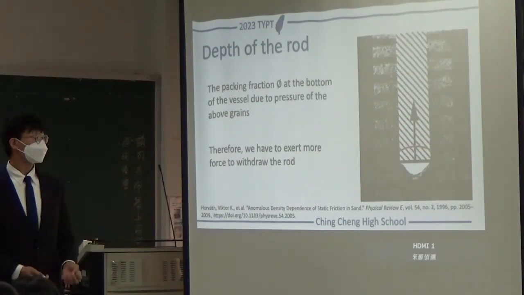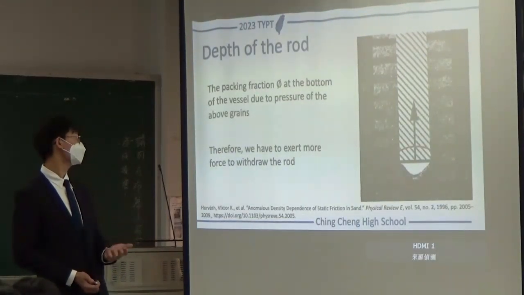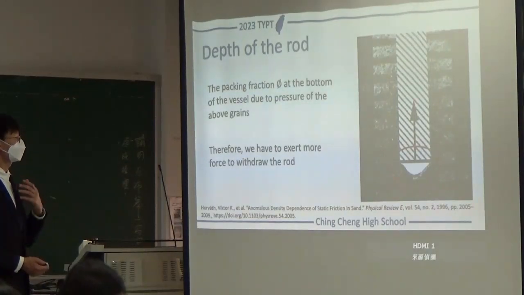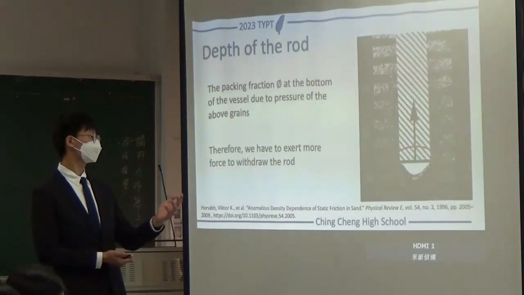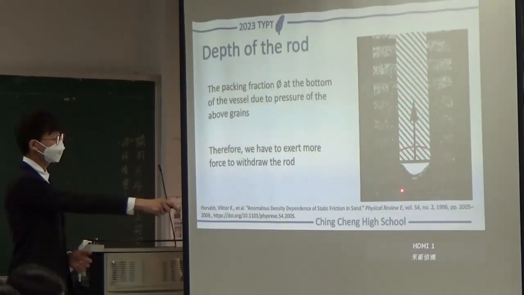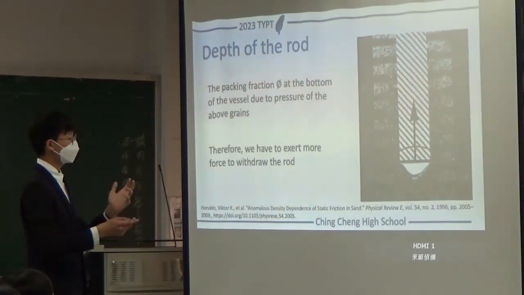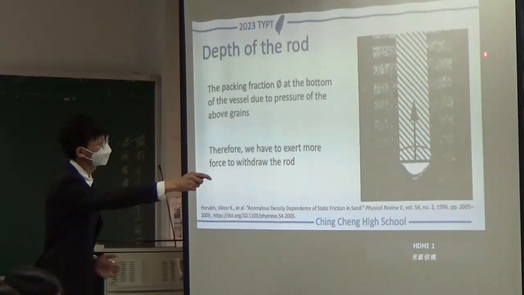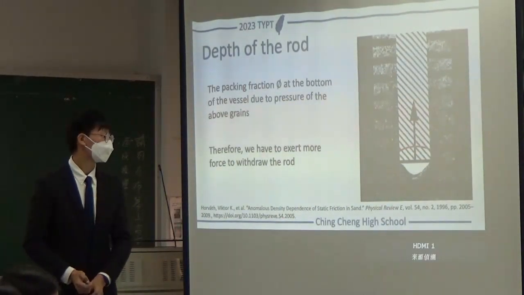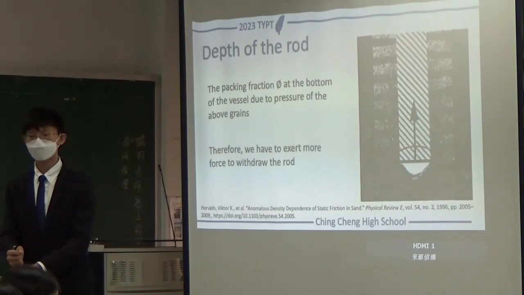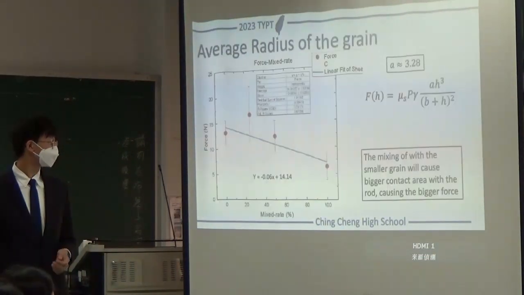And about the depth of the rod, the packing fraction is higher at the bottom of the vessel due to the pressure of the grain above. Therefore, we have to exert more force to withdraw the rod. And you can see the density of the granular material is higher than the material here. So when we stick the rod deeper into the vessel, we need to use more force to pull the vessel up.